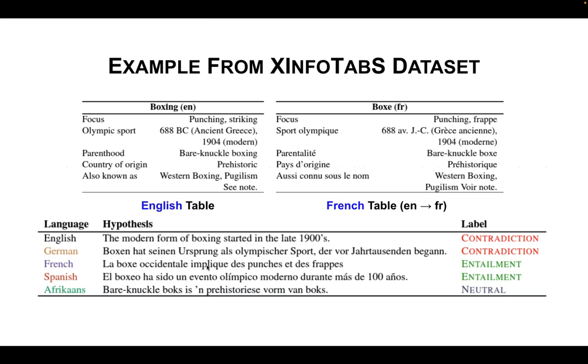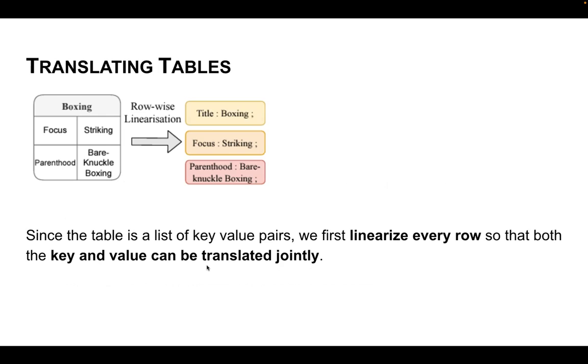So this is an example of XInfoTabS. As you can see, the same table about boxing in English is now translated to French, and then there are different hypotheses from various languages. So the task is, given this table in a different language and the hypothesis in a different language, we have to see if the model can reason on this.